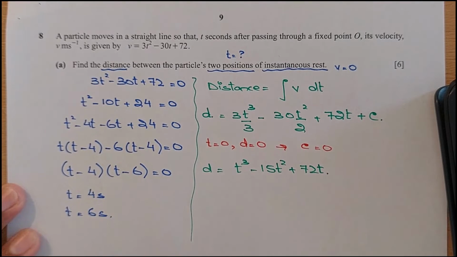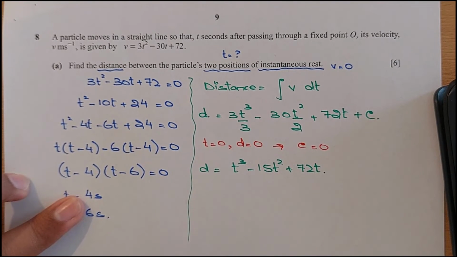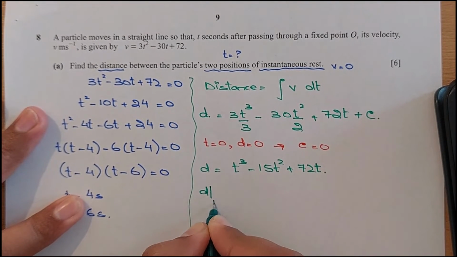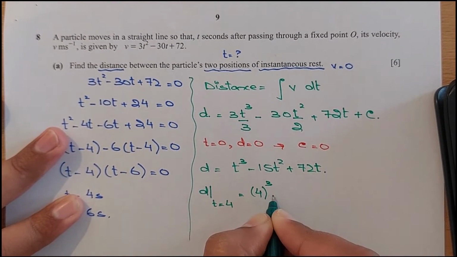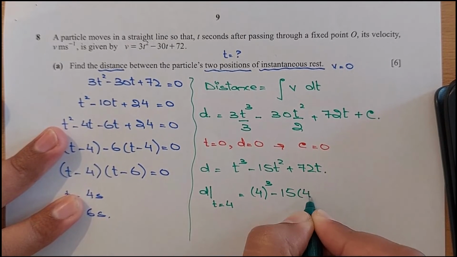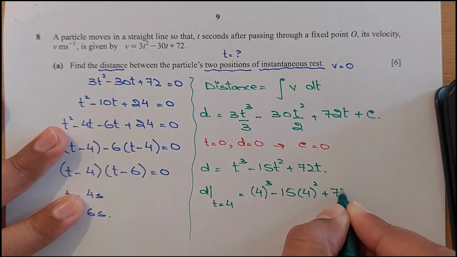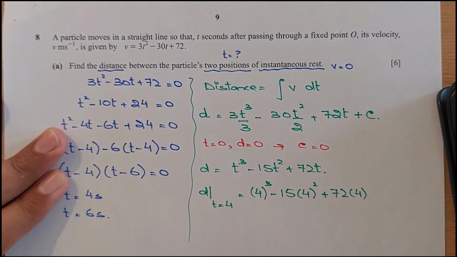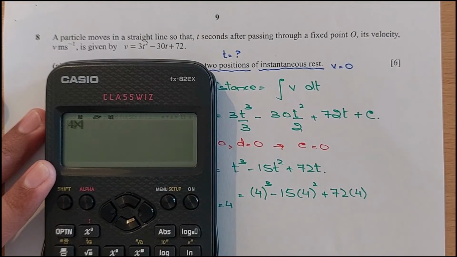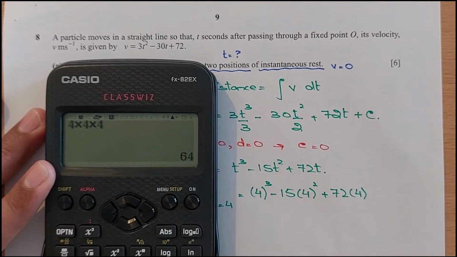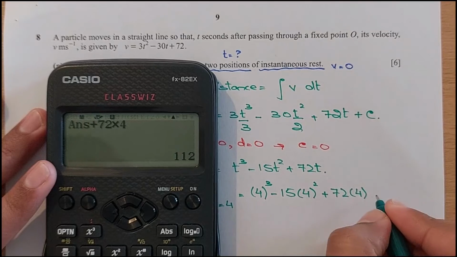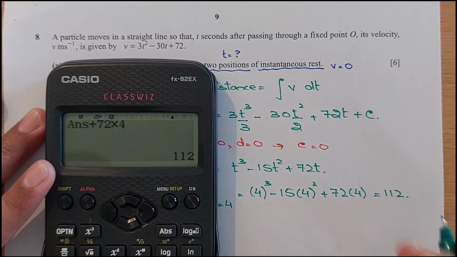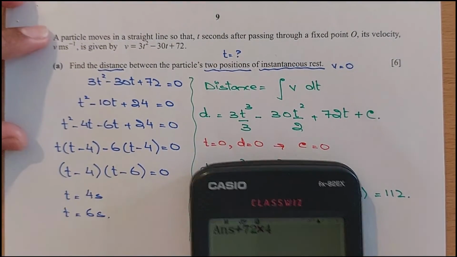Now let me find the distance when the time is 4 seconds. So d at t equals 4 is 4 cube minus 15 times 4 square plus 72 times 4. So let me simplify. We have 4 times 4 times 4, that is 4 cube, minus 15 times 4 times 4, and plus 72 times 4. So this is 112. This is the distance at 4 seconds.